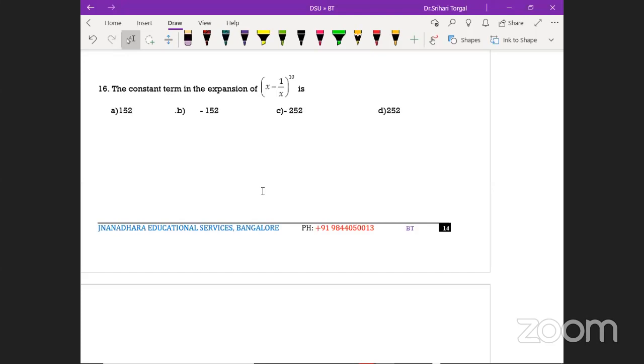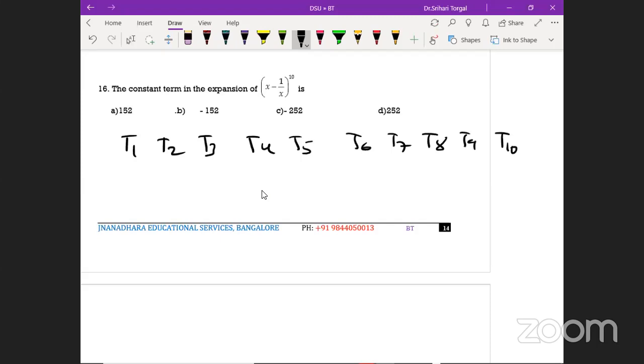Let me move on to problem number 16, the constant term. If you remember that whole power 10, then you will answer directly. 1, 1, 1, 1, 2, 1, 1, 3, 3, 1, 1, 4, 6, 4, 1 like that. And let me check if the whole power 10 is there, how many terms will be there? T1, T2, T3, T4, T5, T6, T7, T8, T9, T10 and T11. One more than this, right? 11 terms will be there.